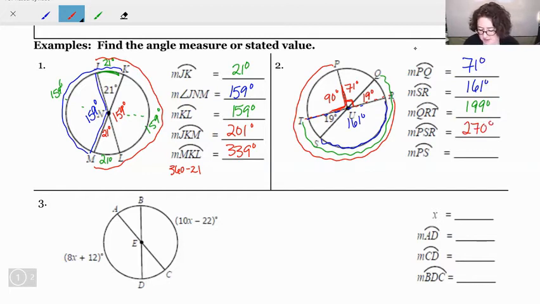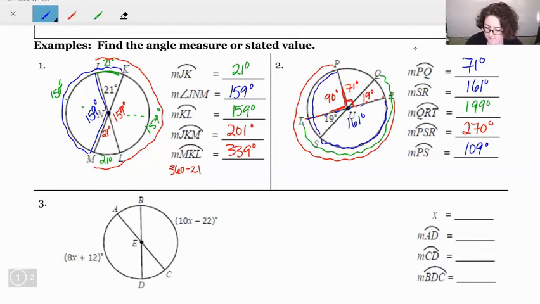And then arc PS. Which direction are we going if it only gave me 2 letters? Whichever one is going to take me through less than half the circle. So that means I'm going around this way. So I have to put together the 90 and the 19. So we're looking at 109. Yep. Alrighty.